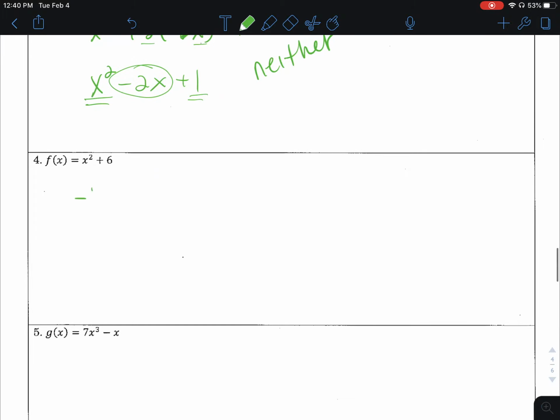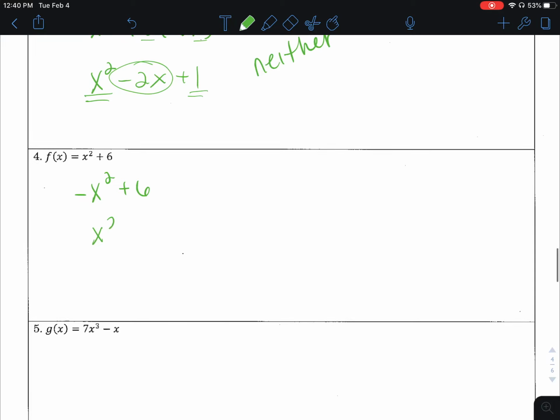All right, number 4, negative x squared plus 6. Well, a negative x squared is just going to stay x squared plus 6, so it stayed the exact same. So this is even.